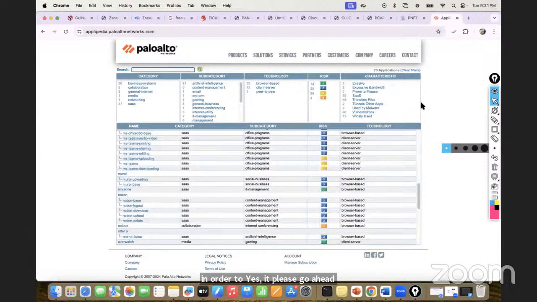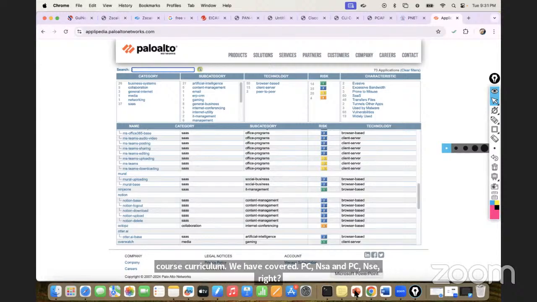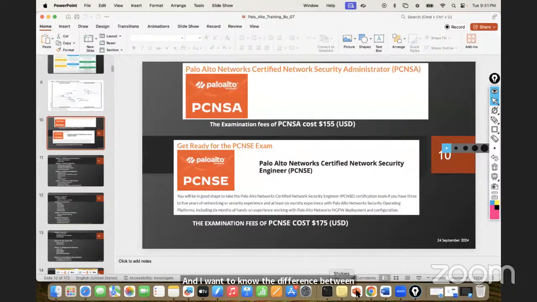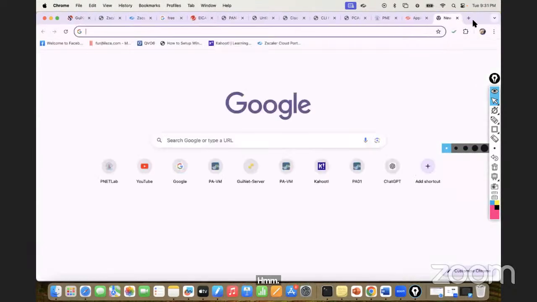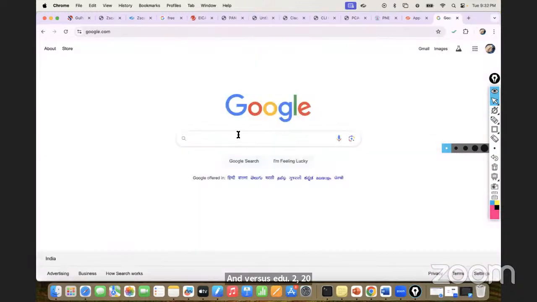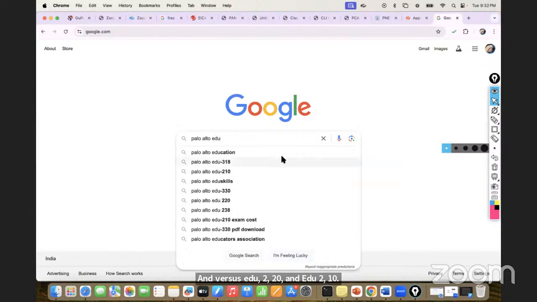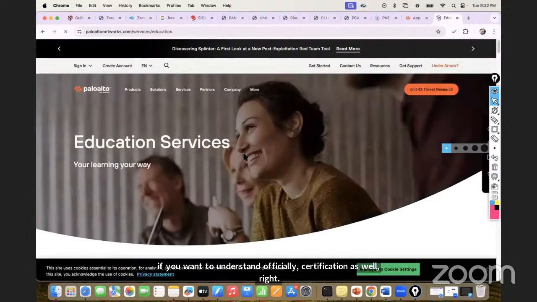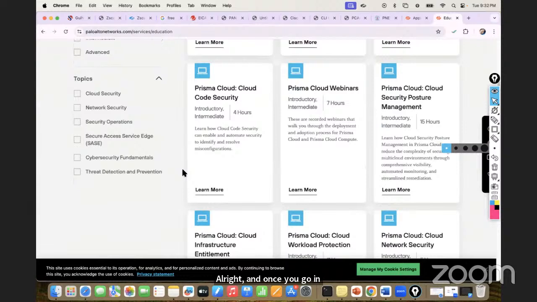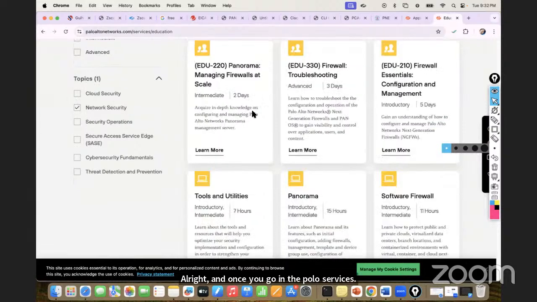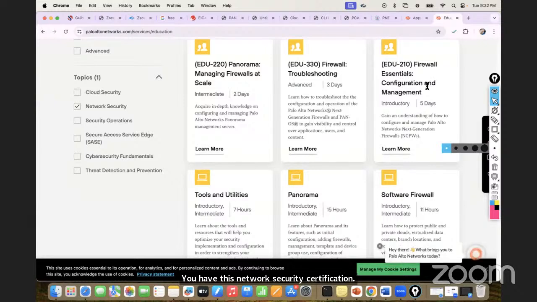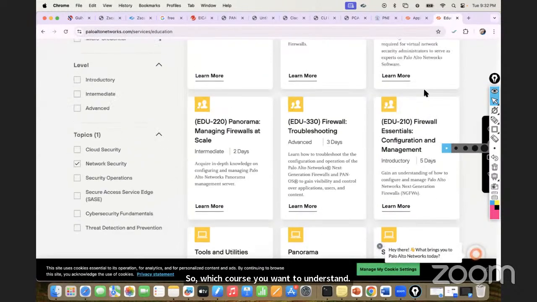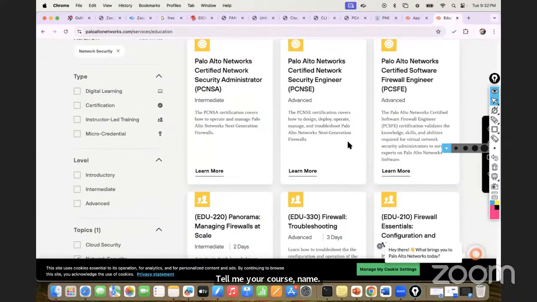Actually, I'm asking about this course curriculum, we have covered PCNSA and PCNSE, right? Right, yes. I want to know the difference between PCNSA and PCNSE versus EDU 220 and EDU 210. Okay, if you want to understand the official certifications, you just have to go to the Palo Alto Education Services. Once you go there, you have the network security certifications. Which course do you want to understand? Tell me your course name. EDU 210 and 220.